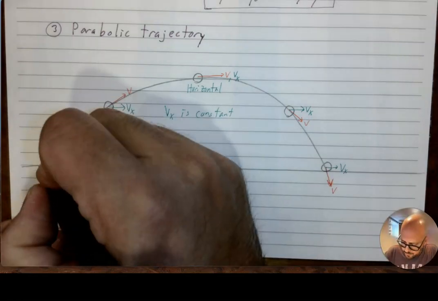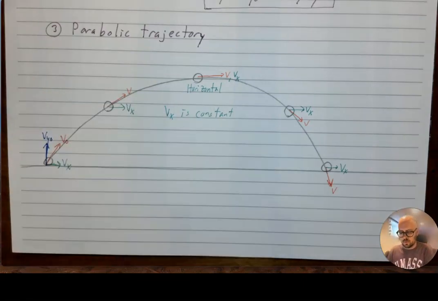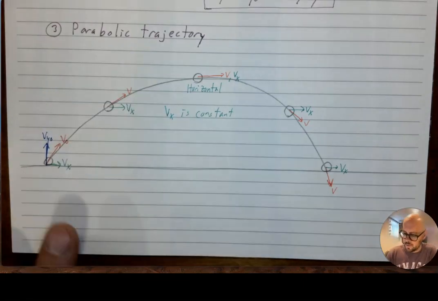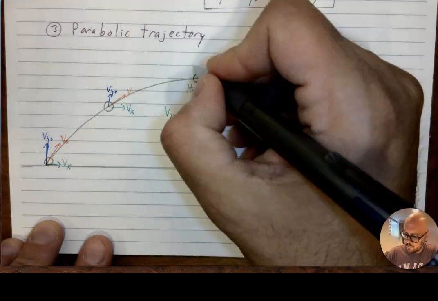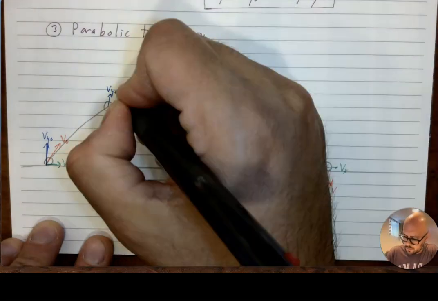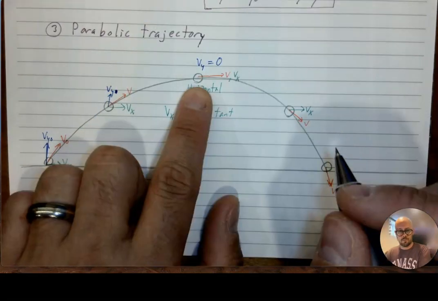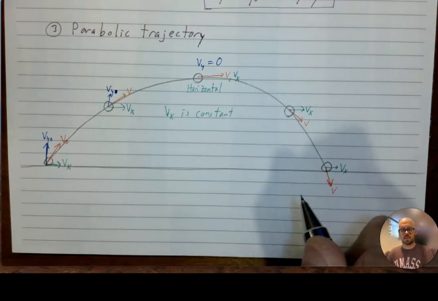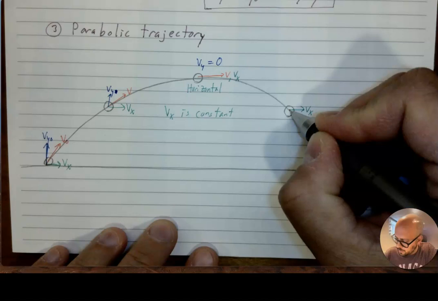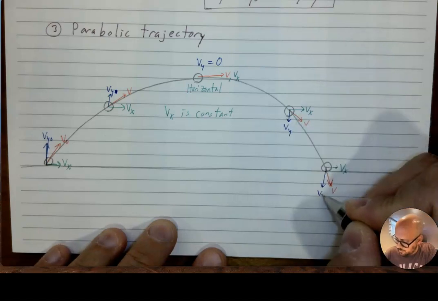However, the vertical component changes. So it starts at a maximum value and then it gets smaller. By the time you get here, it's not Vy naught anymore, you have a vertical velocity of 0. That's the top of its path. It's done moving up, and it's now starting to move down. And then on the way back down, Vy starts to get bigger and bigger.